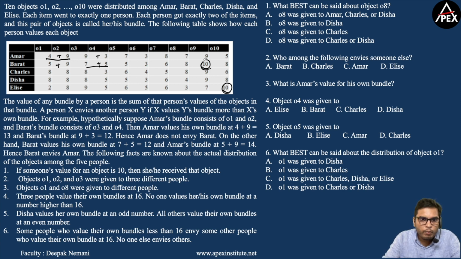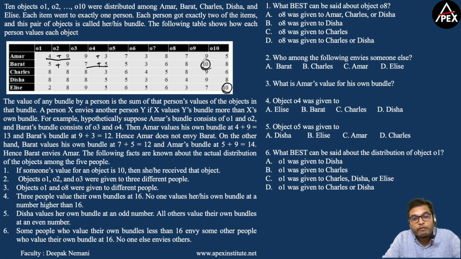Disha values her own bundle at an odd number. So Disha's value of her bundle is not 16. All others value their own bundles at an even number. Some people who value their own bundles less than 16 envy some other people who value their own bundle at 16. No one else envies others. So all the 3 people who had the value of bundle being 16 do not envy any other person.